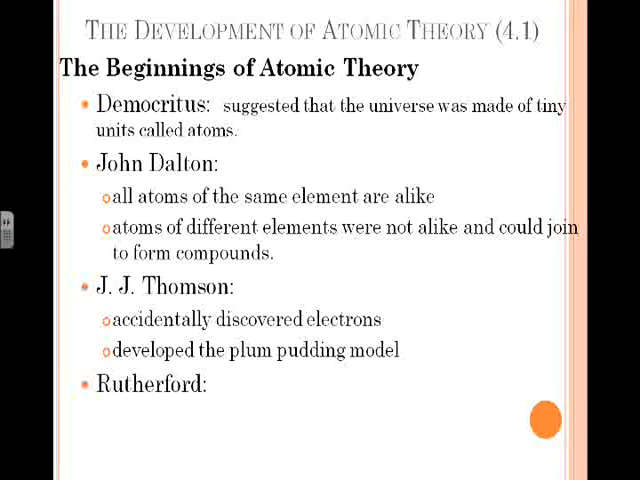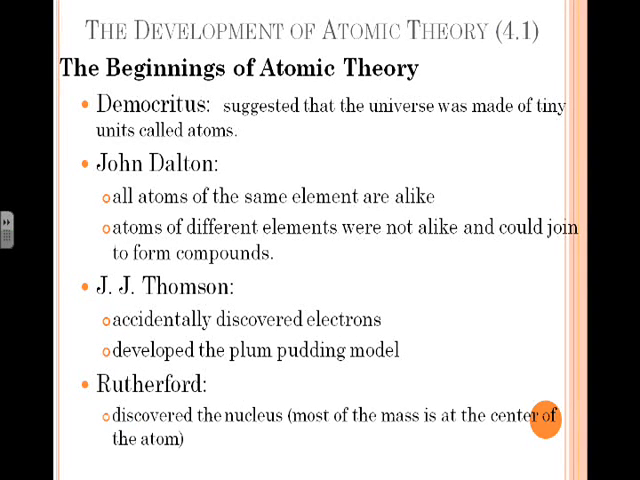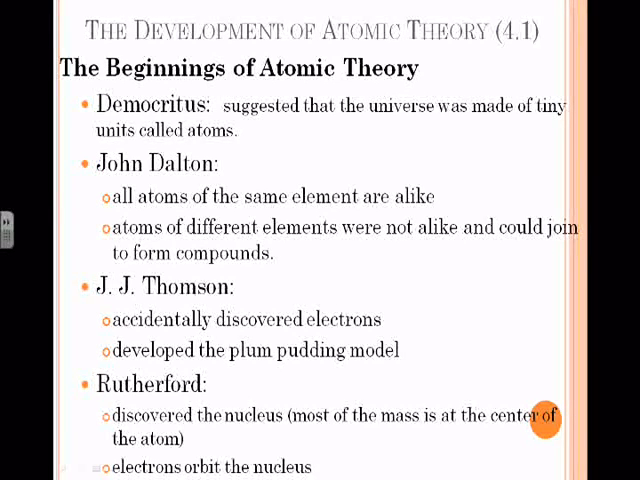Then Rutherford came along, and he actually discovered the nucleus of the atom, and he figured out that most of the mass of the atom is in the nucleus, so it's in the center of the atom. He also discovered that electrons are not randomly placed like J.J. Thomson thought. He figured out that electrons do orbit the nucleus, so they travel around the outside of the nucleus. These are the four scientists that we've discussed today that contributed to the atomic theory.